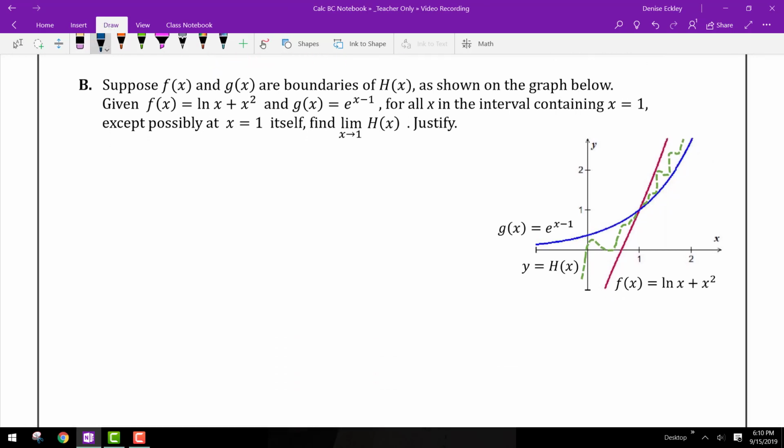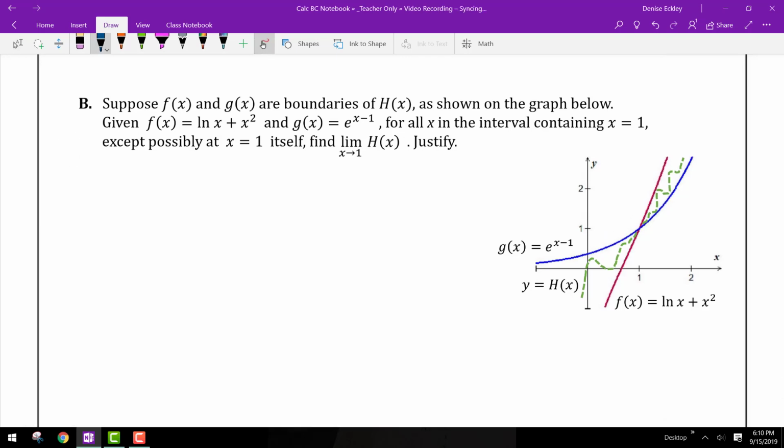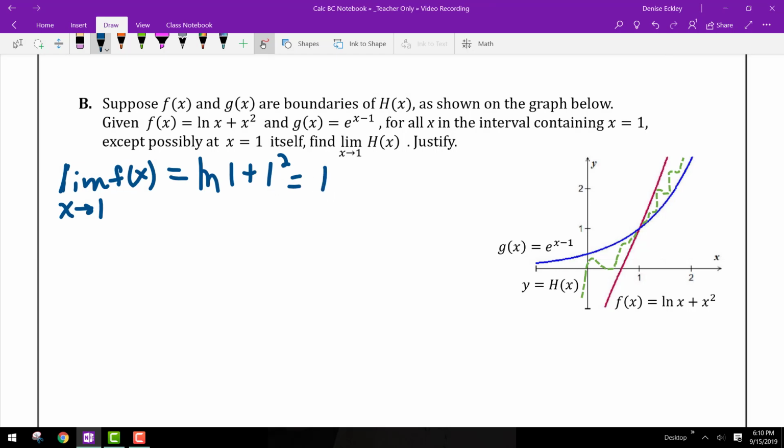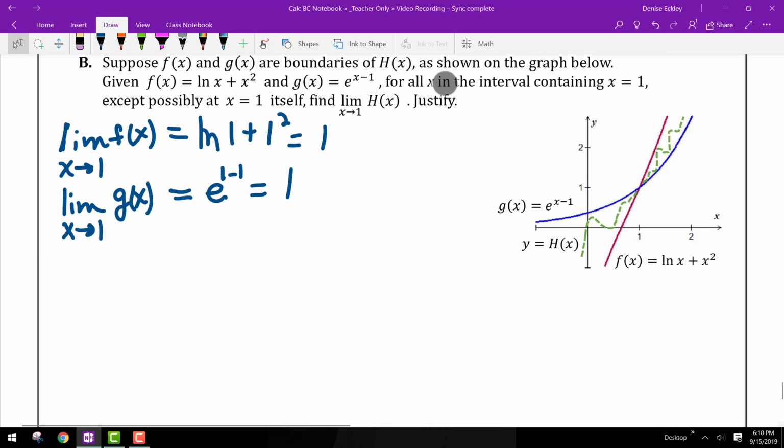So we're going to start by finding the limit as x approaches 1 of f of x. That means we're finding ln of 1 plus 1 squared. ln of 1 is 0, so we get 1. And now let's also find the limit of g as x approaches 1. That's going to be e to the 1 minus 1. e to the 0 is 1. So what we want to do now, as I said, is treat these as a left and right one.